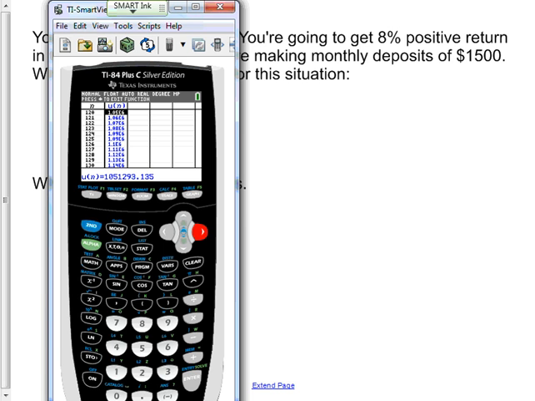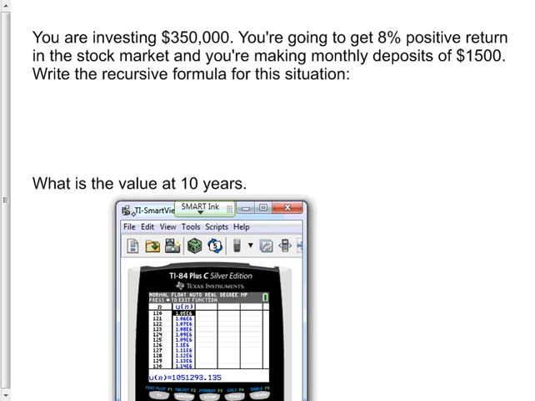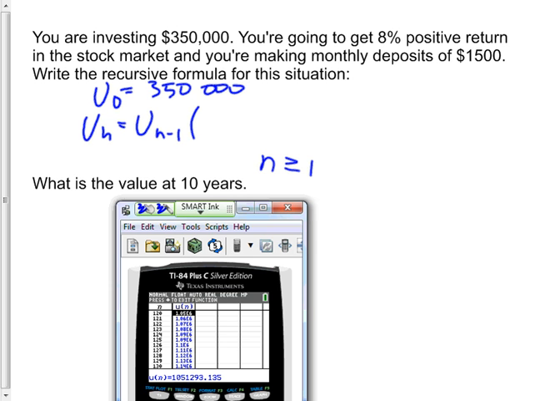Okay. Then the actual, how does it look? How many of you remembered the n is greater than or equal to 1 thing in your equation? Otherwise, you lose 5%. U0 equals 350,000. UN equals UN minus 1 times 1 plus 0.08 divided by 12, plus 1,500. All right, there we go. Here's your equation.